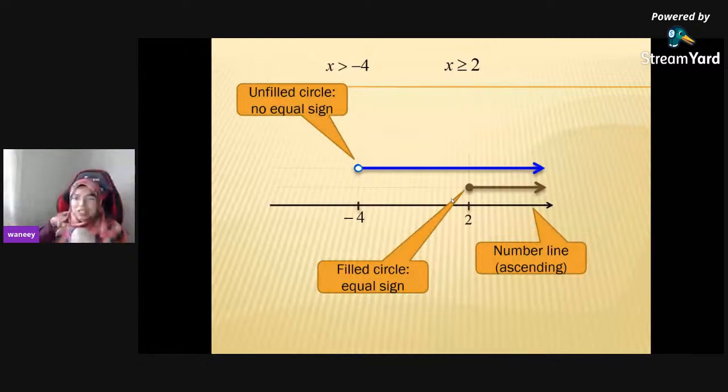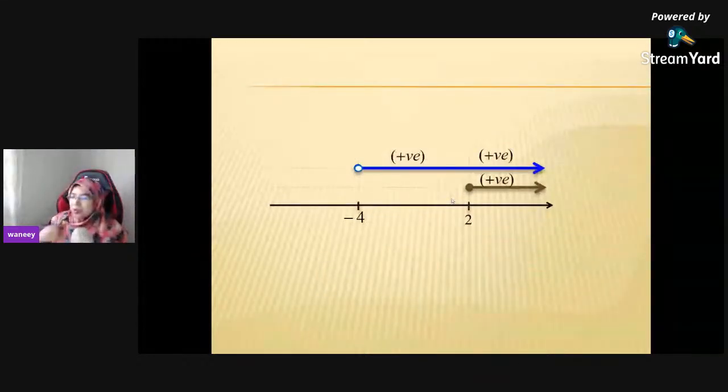Okay, so now the next one. After you draw your number line, the next step that you should do is simply write down positive. Do you remember when we assumed just now, we assumed that it should be positive, right? So that is the reason why we assume positive. So on top of our line over here, we're gonna write down positive, positive, positive. It simply means that if I substitute any number from here to here, this one will be a positive answer. From 2 up until infinity, if I substitute into this factor, it's gonna be positive. If I substitute here until here for this factor, it will also be positive.